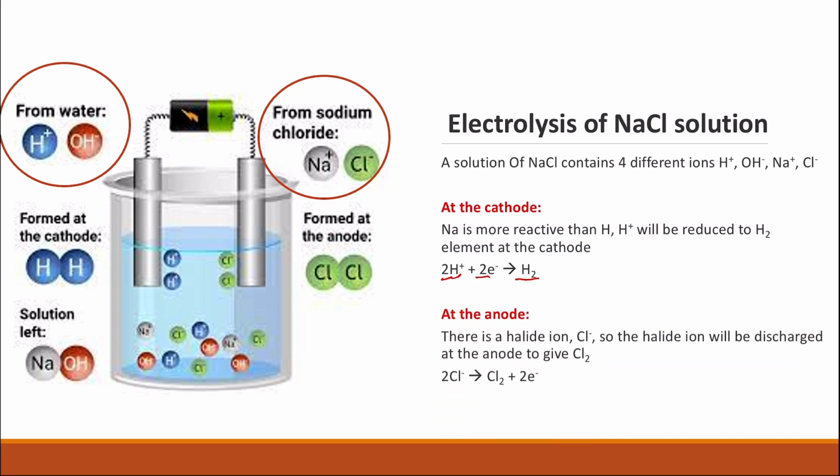At the anode, we have chloride. Chloride is one of the halides, and when it competes with the hydroxide, the chloride ion, as a halide, will have the priority. It's the one that will be oxidized at the anode here, and we will get elemental chlorine at the anode rather than having the hydroxide.